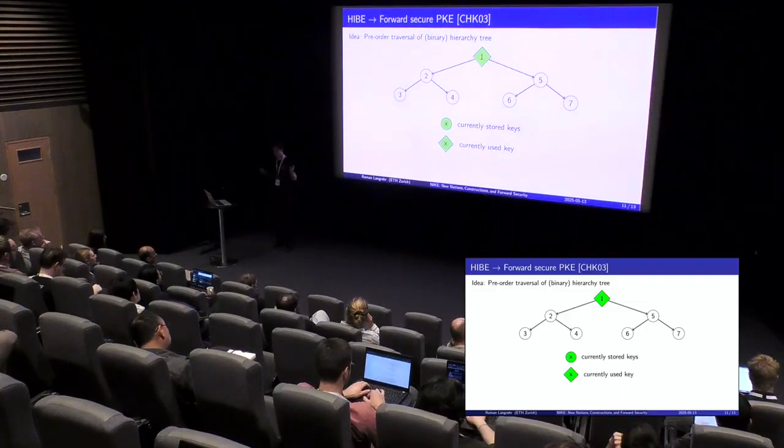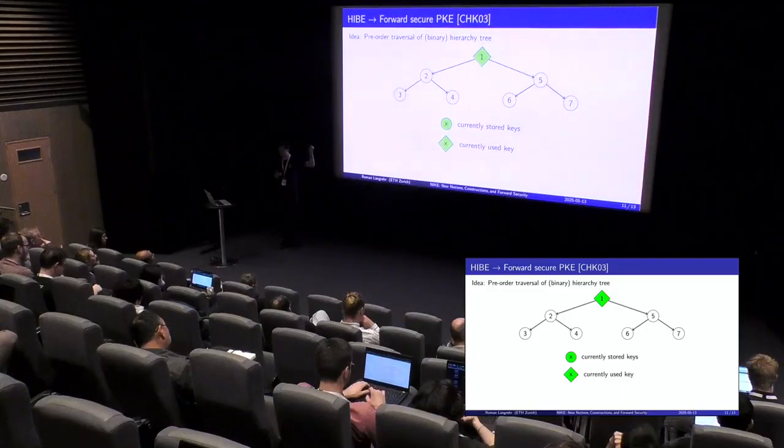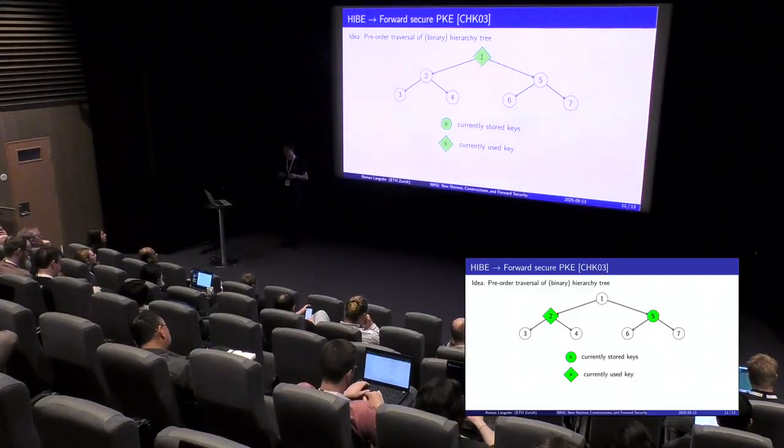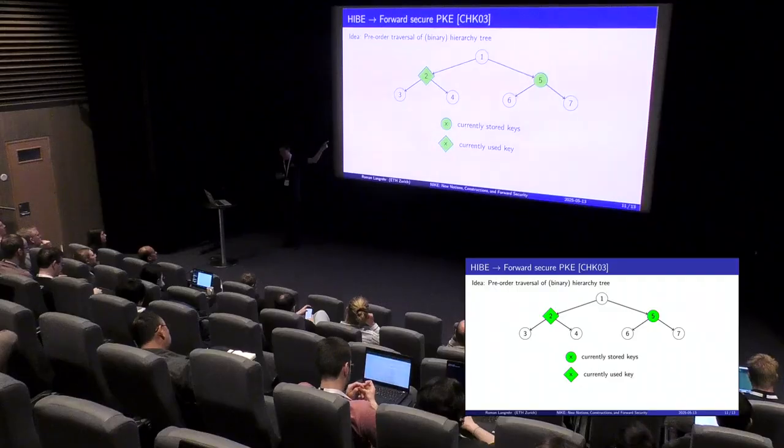So the idea is that you use a binary identity tree, and each node in that tree corresponds to one time slot, and the order is the pre-order traversal of that tree. So initially you will use the root key of that tree for the first time slot, and then if you want to update to the next time slot, you use the delegation mechanism to compute now in this example the keys for the time slots 2 and 5, and you delete the root key. Note that this operation cannot be undone.